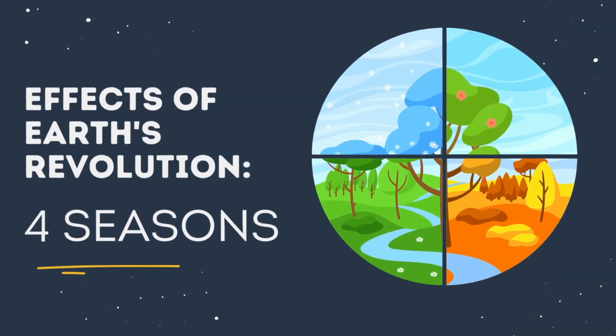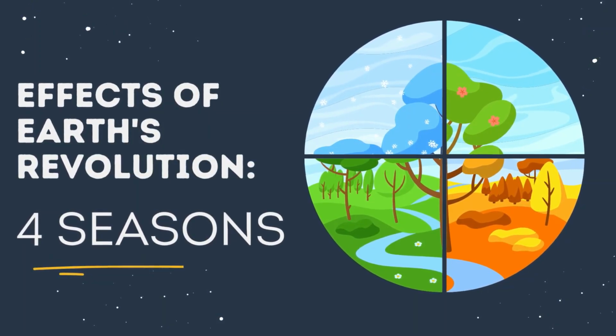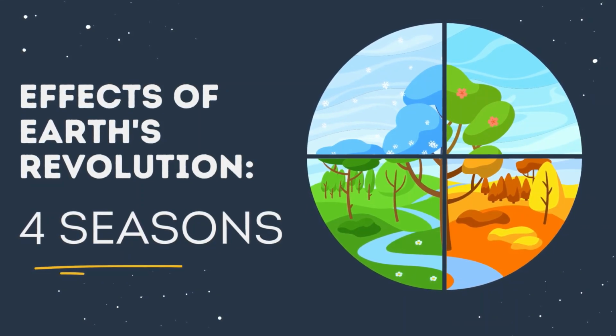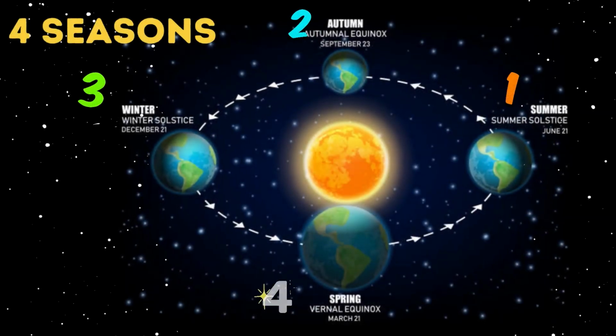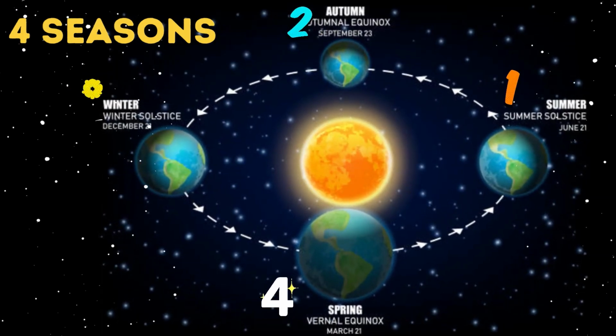For this reason, it takes 365 and 1/4 days or 1 year for Earth to complete one revolution around the sun. And in some countries, this movement of the earth causes 4 seasons, namely the summer, autumn, winter, and spring. Different parts of the earth have different seasons all throughout the year because of the earth's revolution and the tilt of its axis. Now, let's take a closer look at each season.